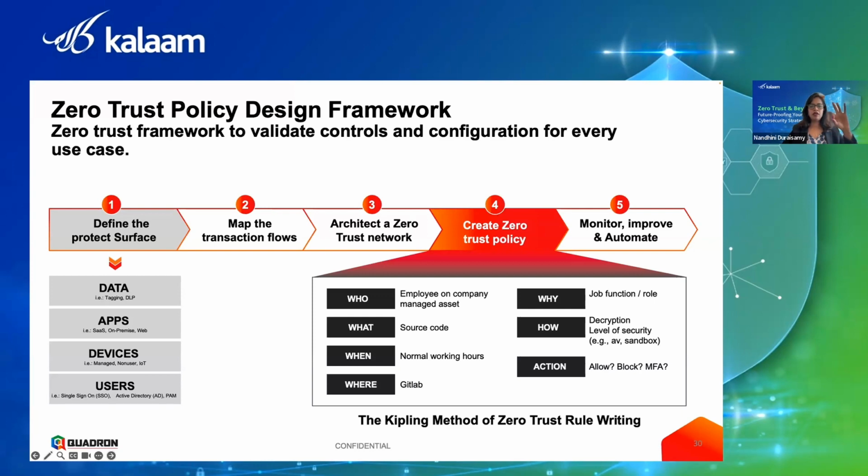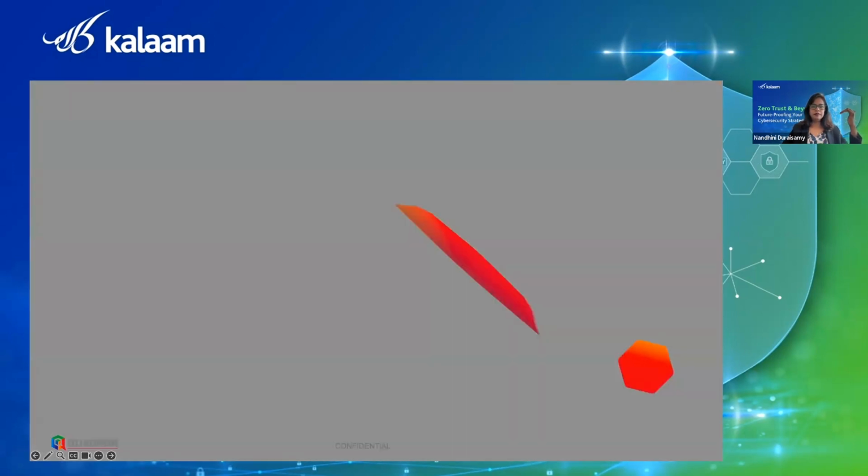So every time you use the 5 W's and 1 H, you will definitely have an answer for every question you have, whether you need to implement zero trust or not.